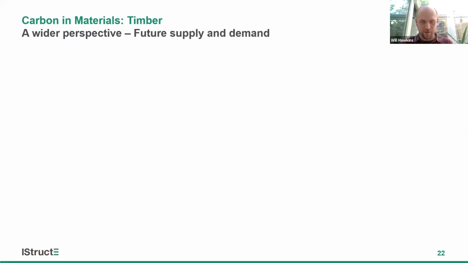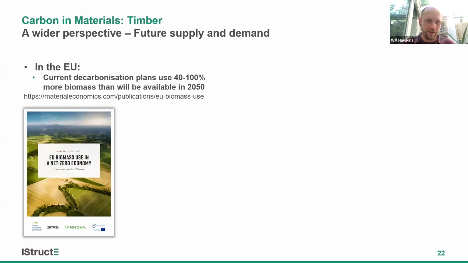Okay, so what about future supply and demand for timber? Again, this is another big question that comes up. If we want to use more timber in construction, where's it going to come from? Is there going to be enough? So this study, produced by the think tank Material Economics, suggests that current decarbonisation plans will use 40 to 100% more biomass than will be available in 2050. Now that's largely due to power generation, but increased use in construction is also part of that.